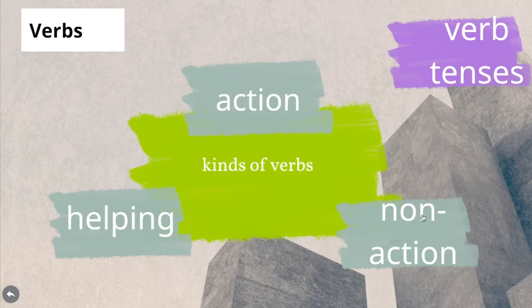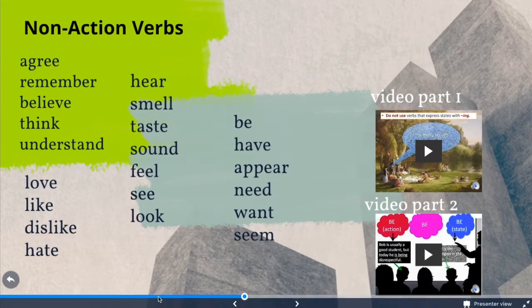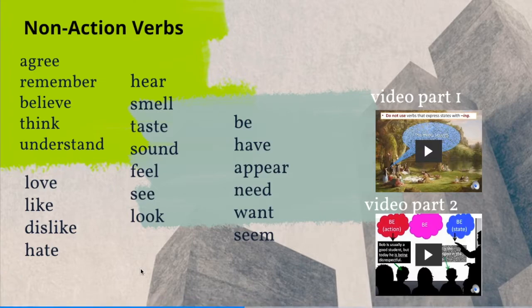Another kind of verb is a non-action verb. Sometimes people call these verbs stative verbs or verbs of state because they don't show actions, they show states. These are some really common non-action verbs. Agree, remember, believe, think, understand, love, like, dislike, hate. And then all of these ones that are kind of similar related to the senses, hear, smell, taste, sound, feel, see, look. And of course, be, have, appear, need, want, seem.